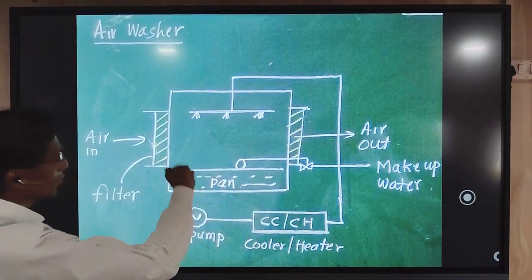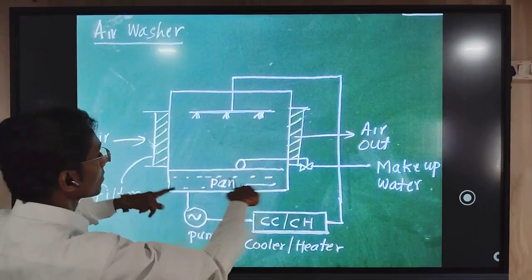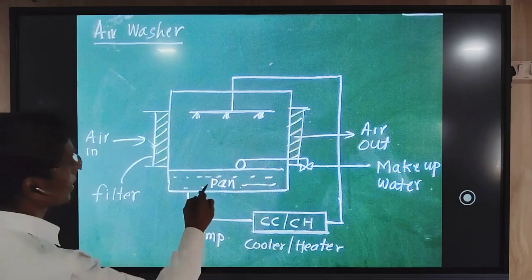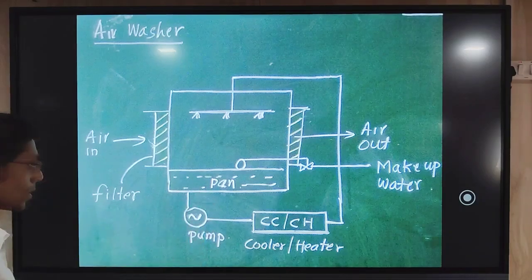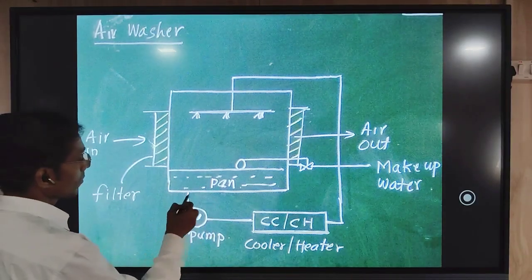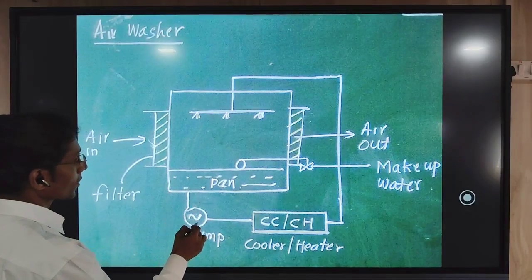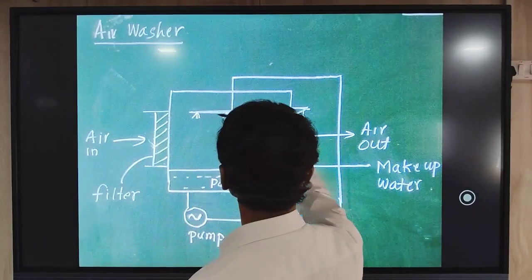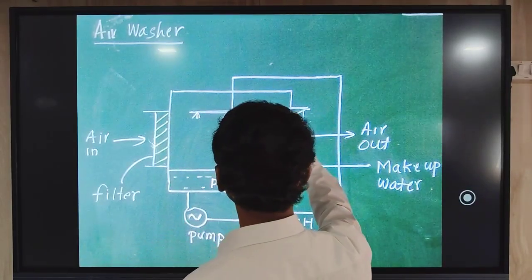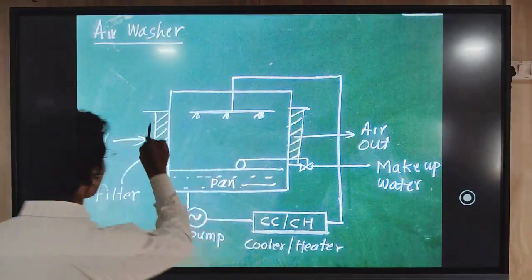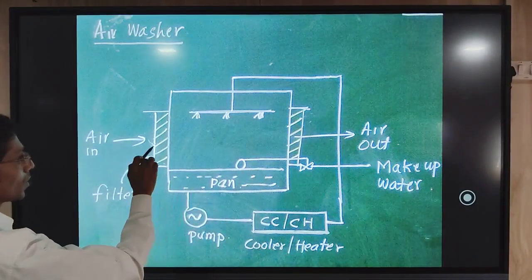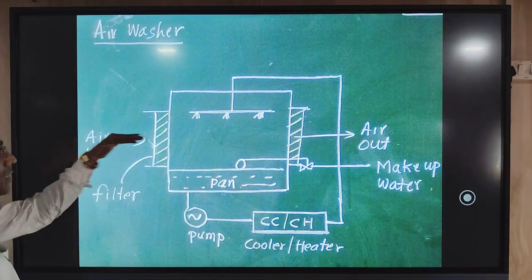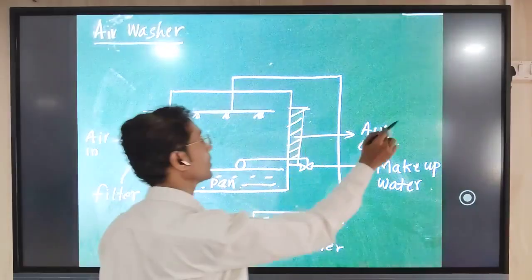Here in this block diagram, this is a chamber. At the bottom there is an arrangement of stored water. We call it a pan or water sump. Now from this sump, the water is pumped to the upper side. So these are the spray nozzles. To the chamber there are two openings, an inlet and an outlet. From the left side air goes inside, from the right side air comes out.